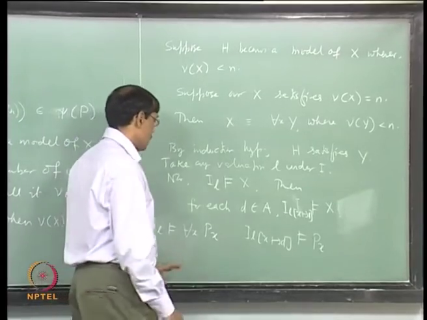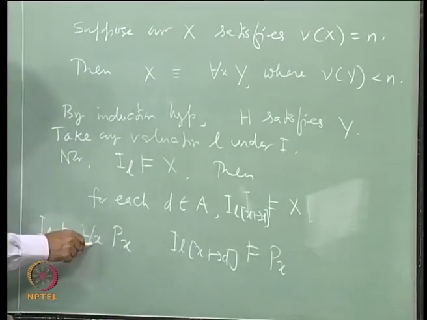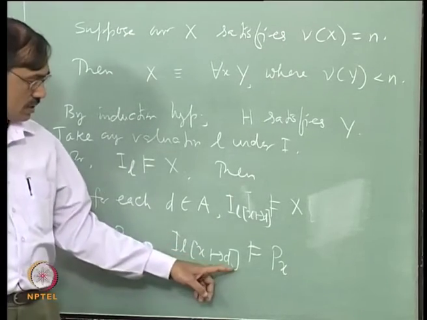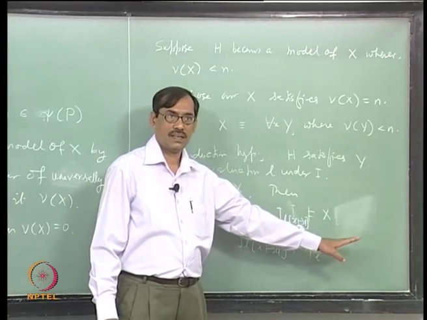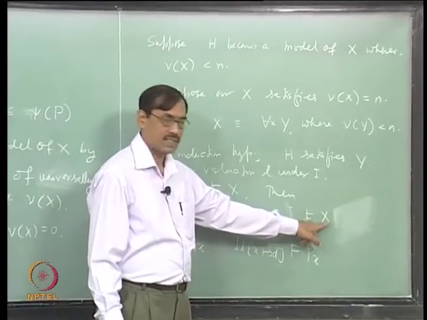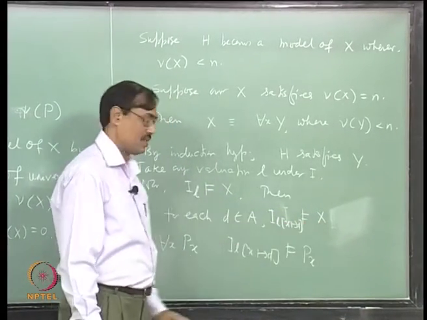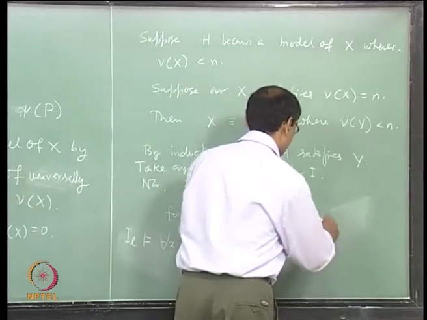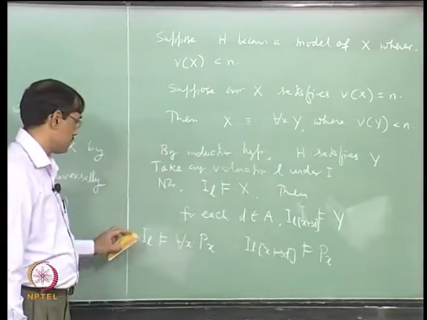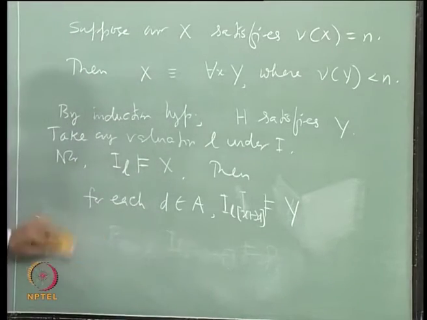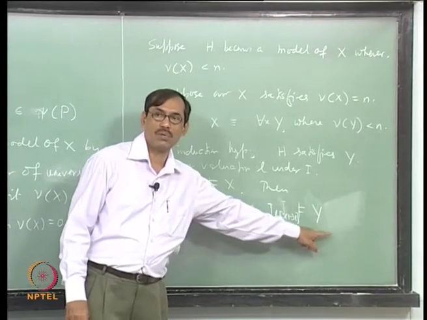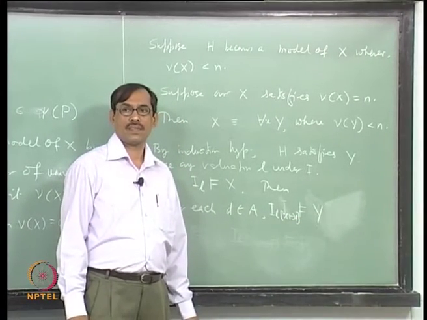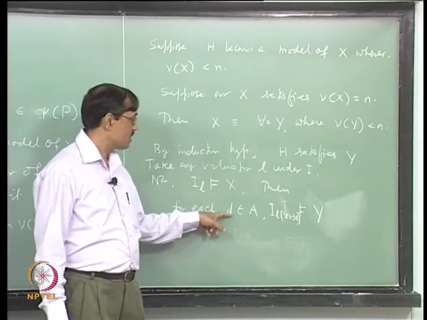Okay. So, now here what you do, suppose I L satisfies for each x p x, which means I L x to D satisfies p x for each D in A. So, here that means it will not be x, it will be y. It should be y, fine. Now, how do we proceed? So, for each D in A we have this. Now, here I L x to D satisfies y. Now, this D is an element in A.